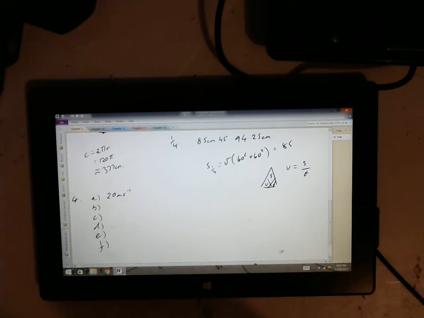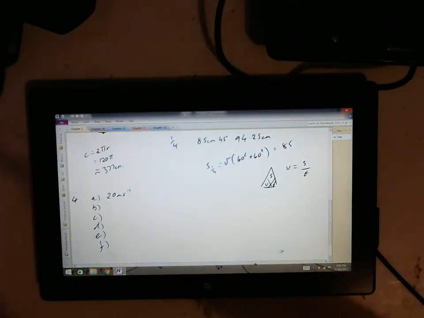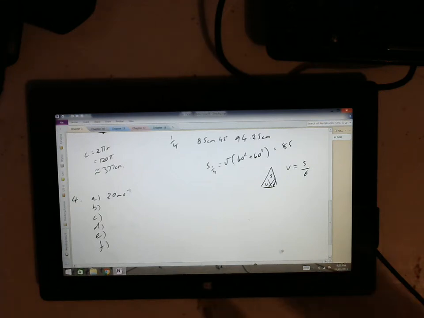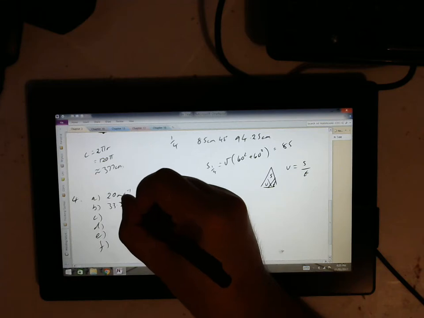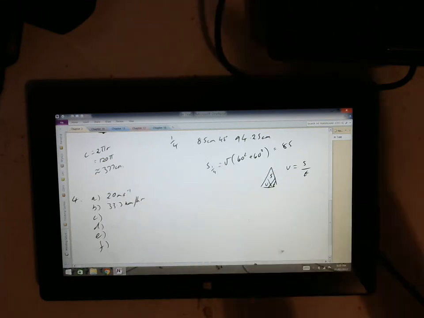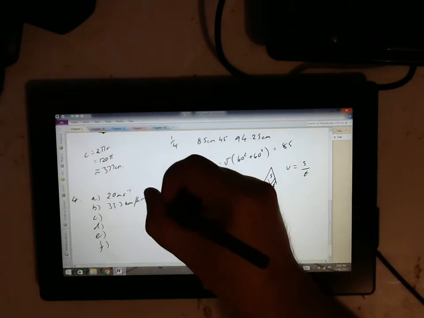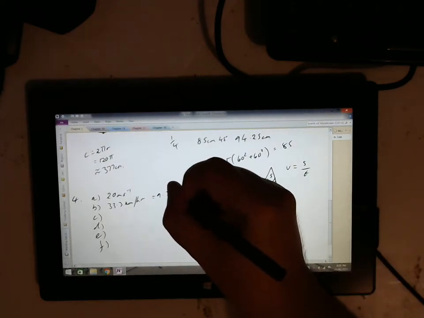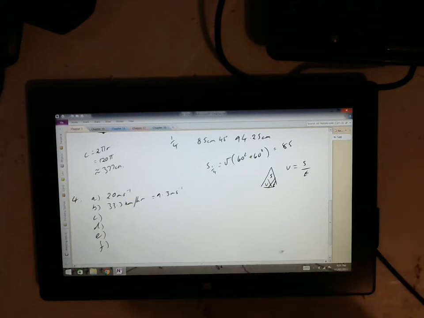So let's see. If we look in the answers, it's done it in kilometers per hour, and then it's converted back to SI units, which is always a good thing. So let's do that. So 50 divided by 1.5, that'll give us 33.3 kilometers per hour. Now to convert, we divide by 3.6, which gives us 9.3 meters per second. Dividing by 3.6 is a really good little trick to remember.